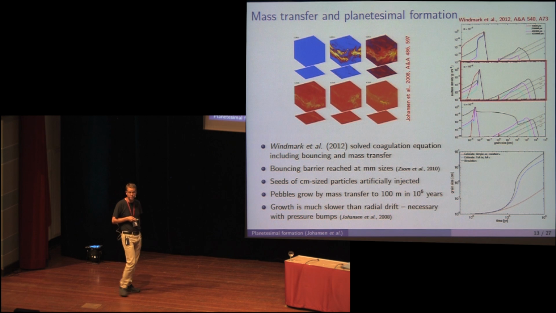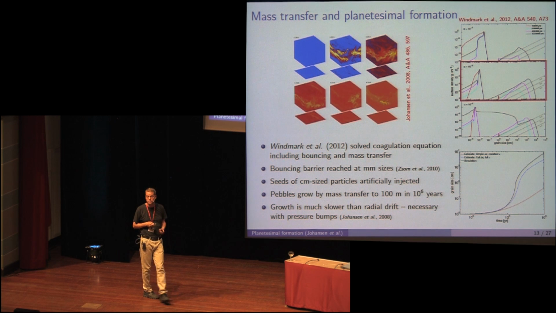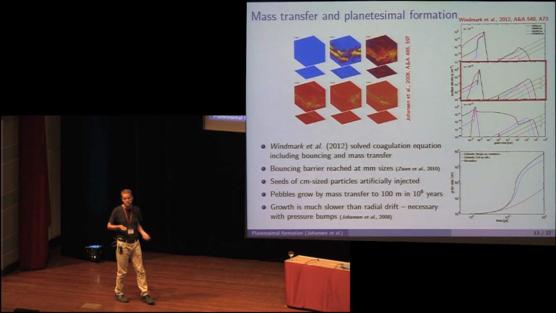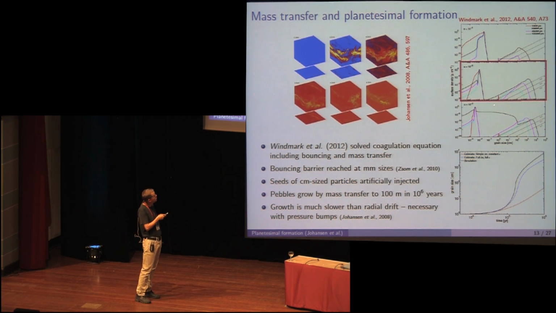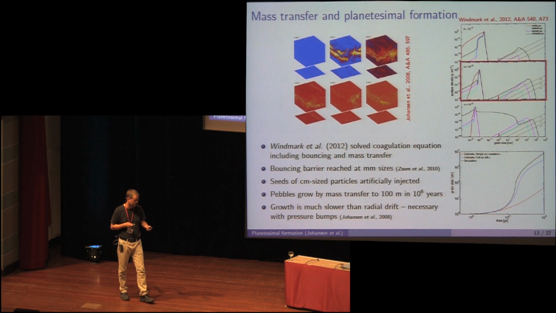This is the bouncing barrier that Stokes Number also found. But then Frederik does a little bit of a trick. He seeds artificially some centimeter-sized particles into this bouncing barrier, and then you're going to have the mass transfer. The centimeter-sized particles can grow by the millimeter-sized particles splattering onto them, and this way they can continue to grow with time. So you see this later and later, and you get actually all the way up to 100 meters in 10^6 years. So this seems to be very efficient, that particles can grow by this mass transfer to 100 meters in 10^6 years. Just some of them are a little bit bigger than this bouncing barrier.